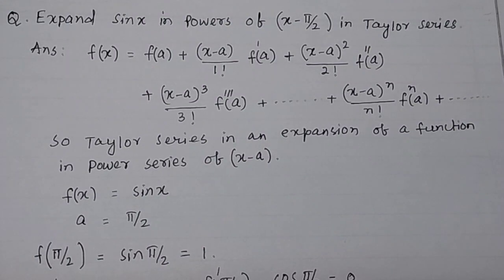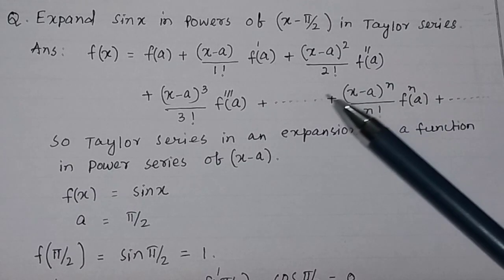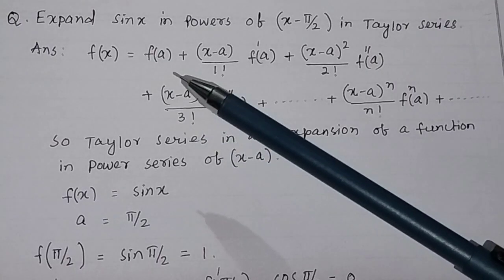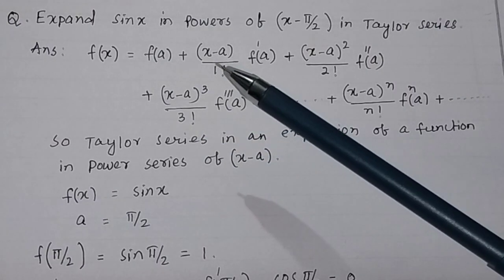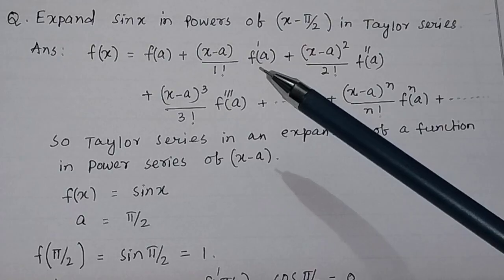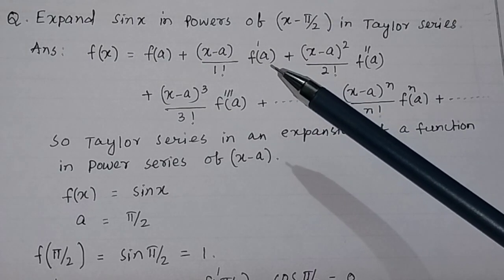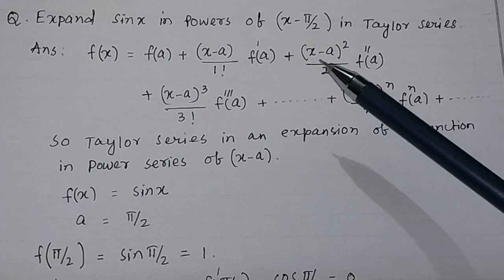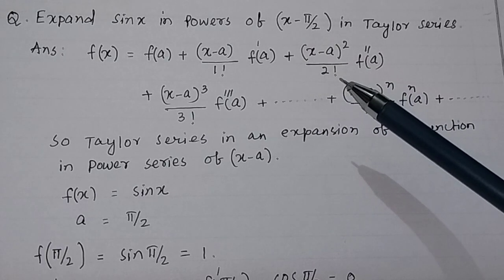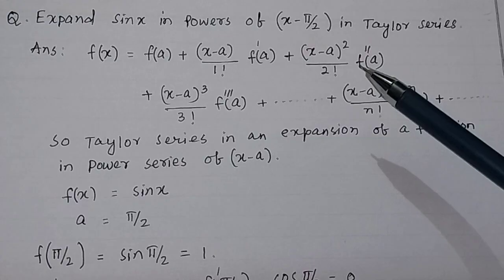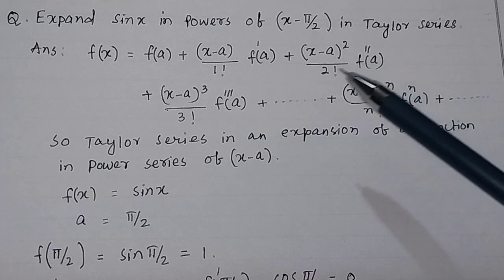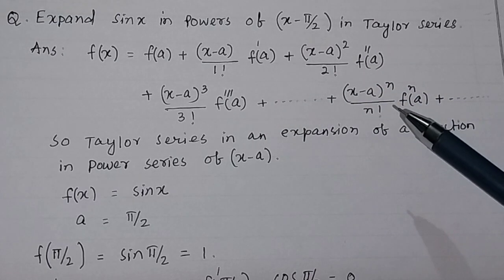Expand the function sin x in powers of x minus pi by 2 in Taylor series. From Taylor series, we know f(x) is equal to f(a) plus (x minus a) divided by factorial 1 times the first derivative of the function at x equal to a, then (x minus a) whole square divided by factorial 2 times the second derivative of the function at x equal to a, similarly for the third derivative, nth derivative.